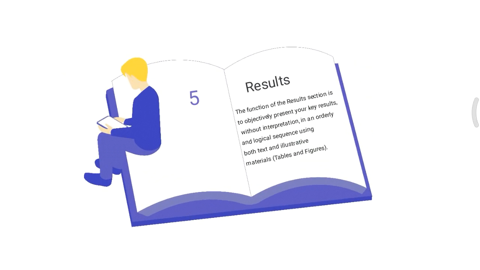The fifth is result. The result section always begins with text, reporting the key results and referring to your figures and tables. Summary of the statistical analysis may appear either in the text, usually parenthetically, or in the relevant tables or figures.